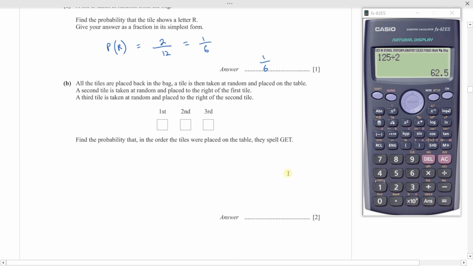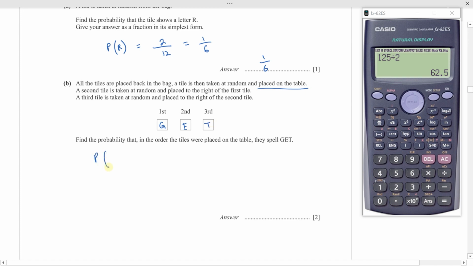So this is without replacement. You take a tile out and place it on the table, and then you pick a second one and place it to the right of the first one, and then again without replacement you pick the third one and place it on the right side of the second one on the table. So this is without replacement. You have to find the probability that the first one is G, the second one is E, and the third one is T.